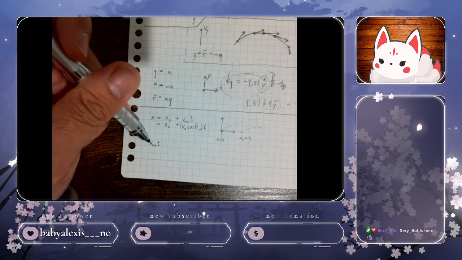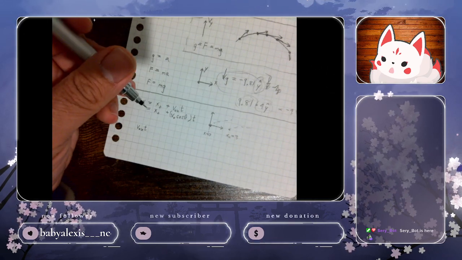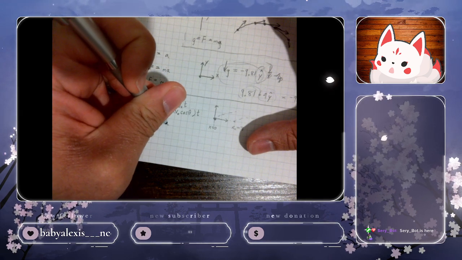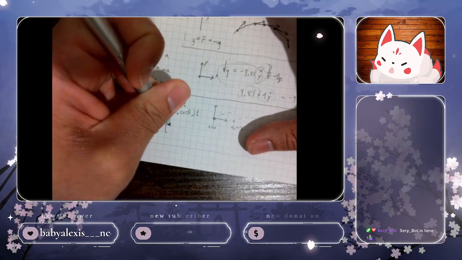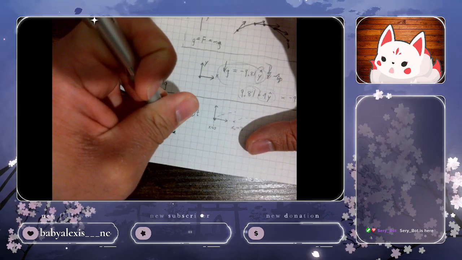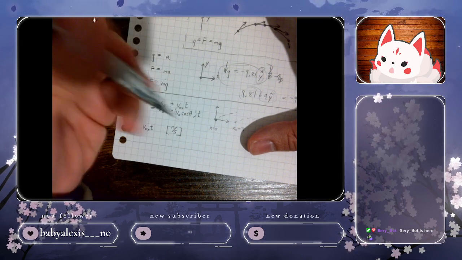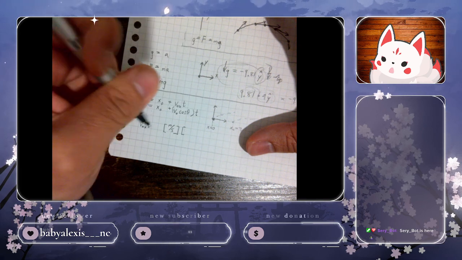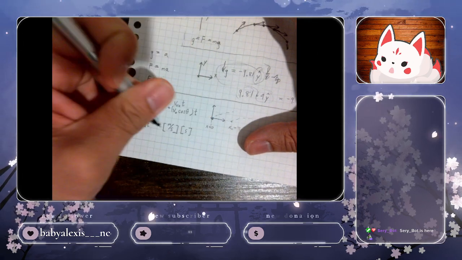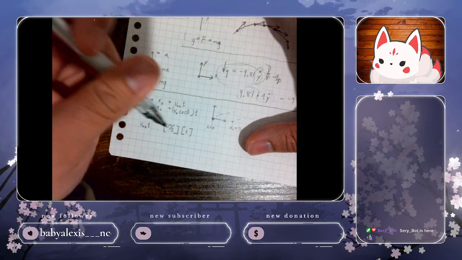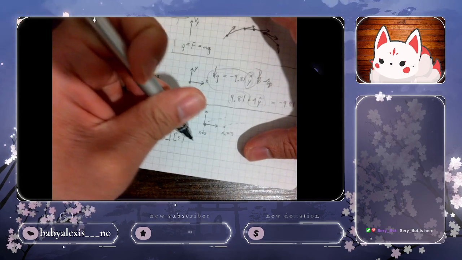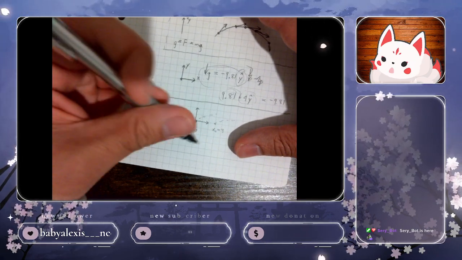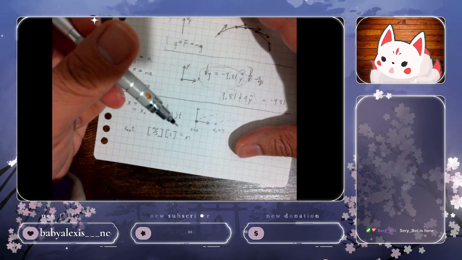Here we have v naught x t. Basically, you can break it down by units. That's one way of looking at it. Velocity, for example, is measured in meters per second, and a measurement of time is seconds. So we have meters per second multiplied by seconds, which equals meters. That's just one way of seeing that multiplying these two will get you a distance traveled.